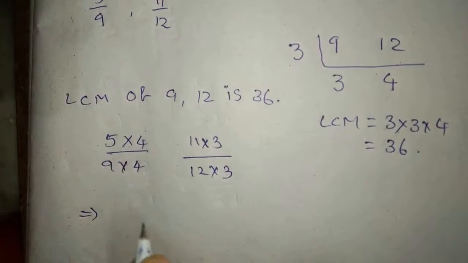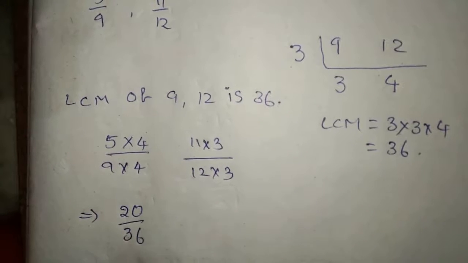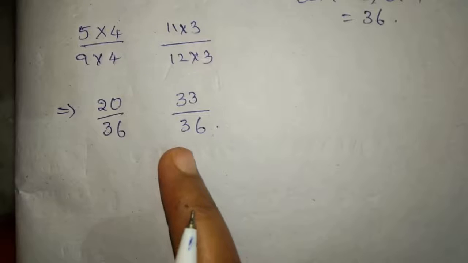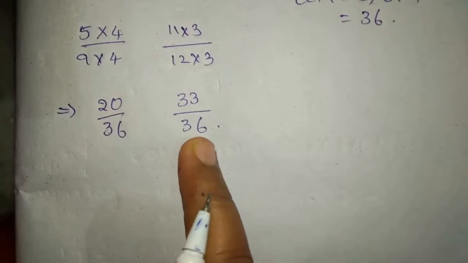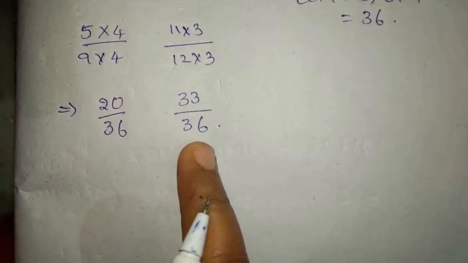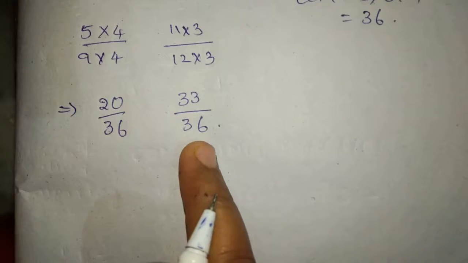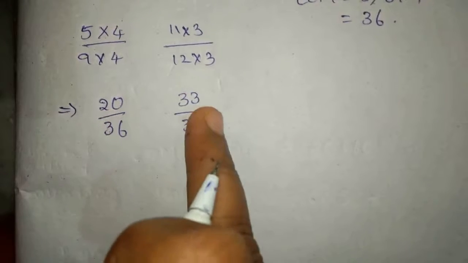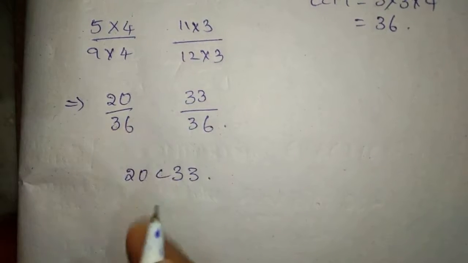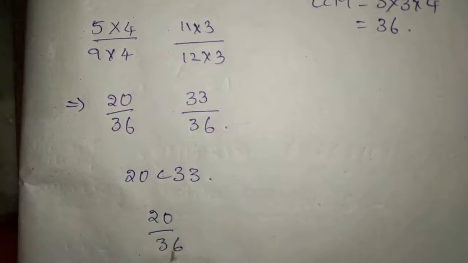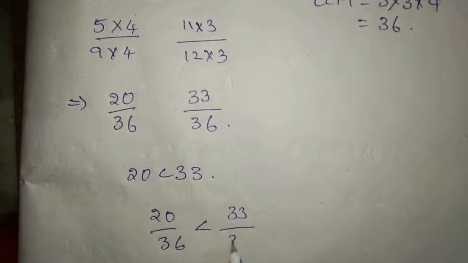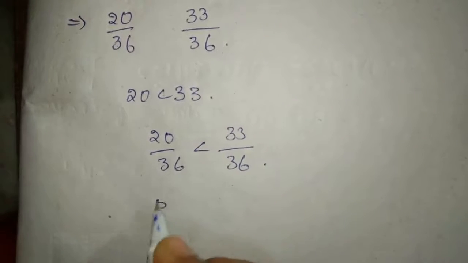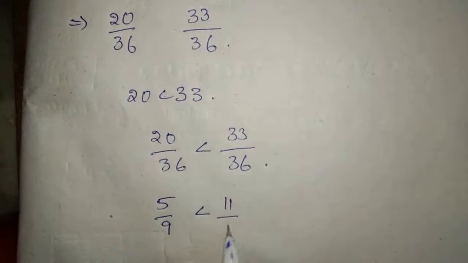Now this is equal to 5 4s are 20, 9 4s are 36, 11 3s are 33, 12 3s are 36. So here the denominators are equal. When the denominators are equal, we can compare the numerators. As we know, 20 is less than 33. So now we can write 20 by 36 is less than 33 by 36. This means 5 by 9 is less than 11 by 12.